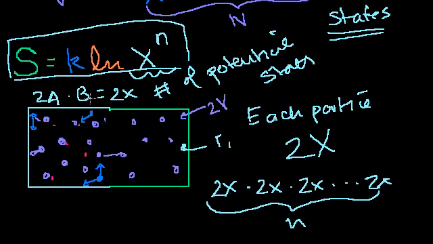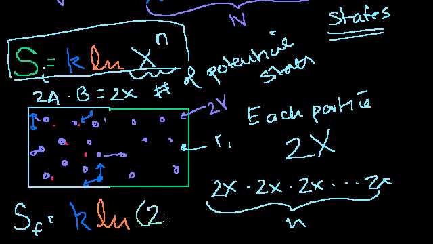So this is, let's call this S initial. My S final, my new way of measuring my states, is going to be equal to that little constant that I threw in there times the natural log of the new number of states. So what is it? It's 2x to the n power.